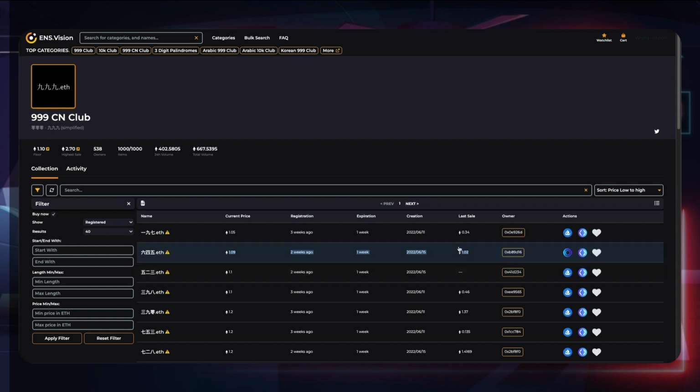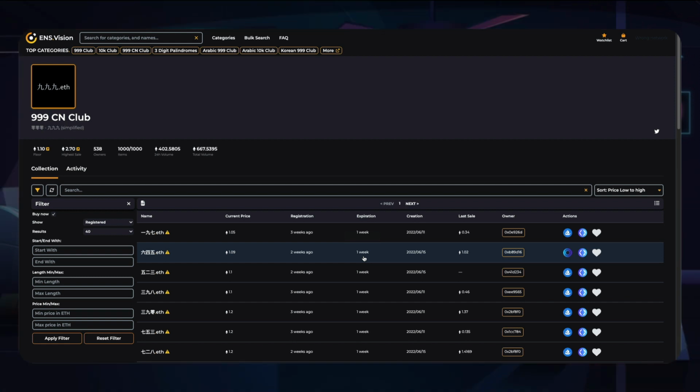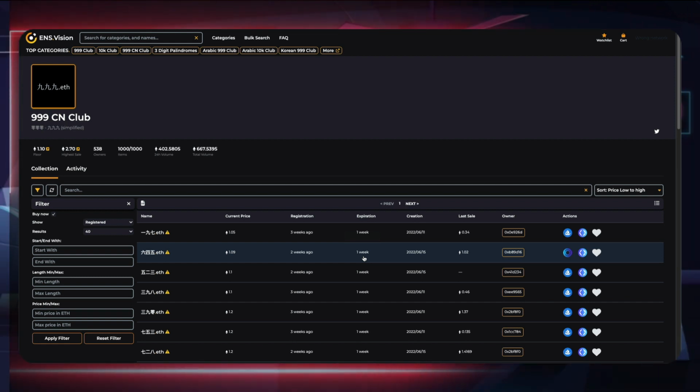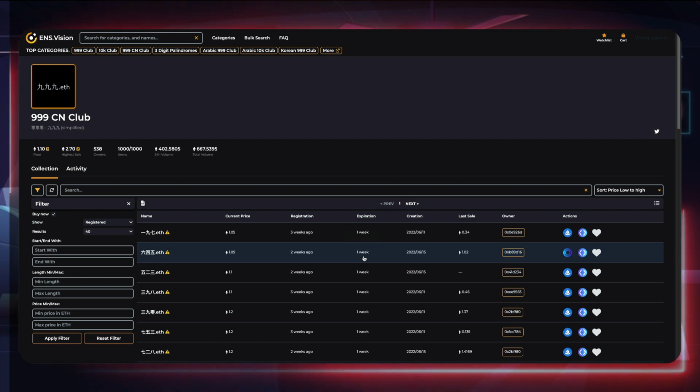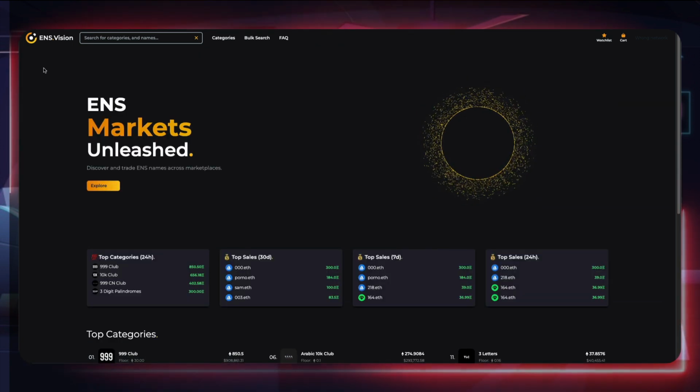Person who purchases this at 1.09, they've got a week to re-register it, or else it basically goes up for a Dutch auction if anyone wants to snipe it. If no one snipes it, it just goes back on the market, and then whoever can register it for the normal ENS price. So just be careful. If you purchase one, check the expiry date. You can do it through ENS, or you can even do it through ENS Vision to make sure.